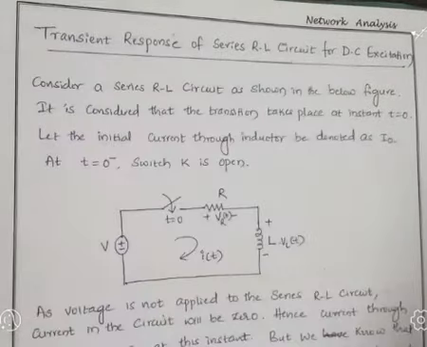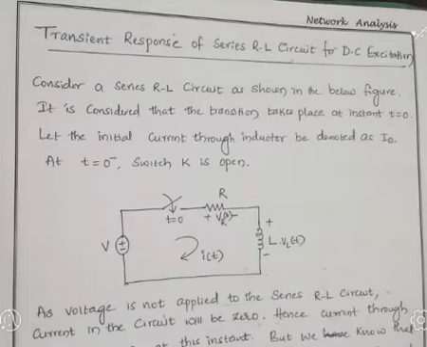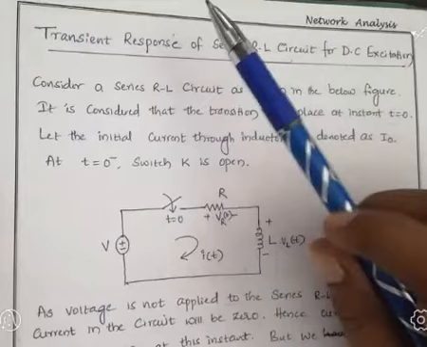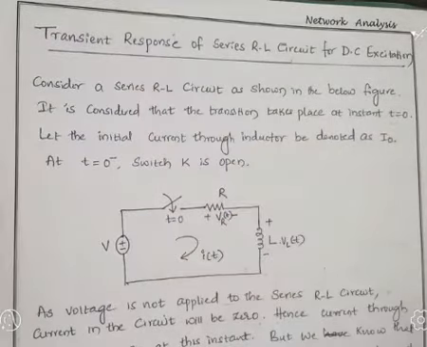Transient response means the calculation of the output for the given network during the transition period. Once again, I will repeat: transient response means calculation of the output of the network during the transient period. Okay, let us start this topic.